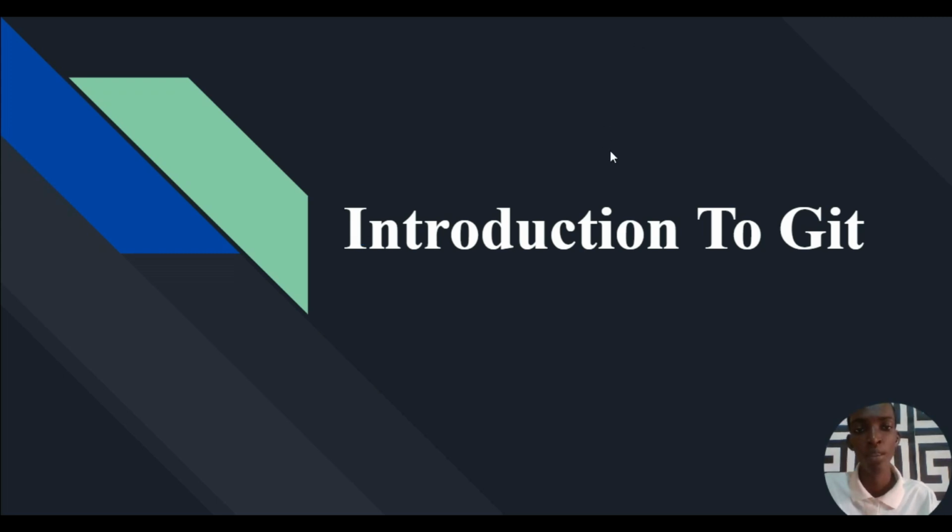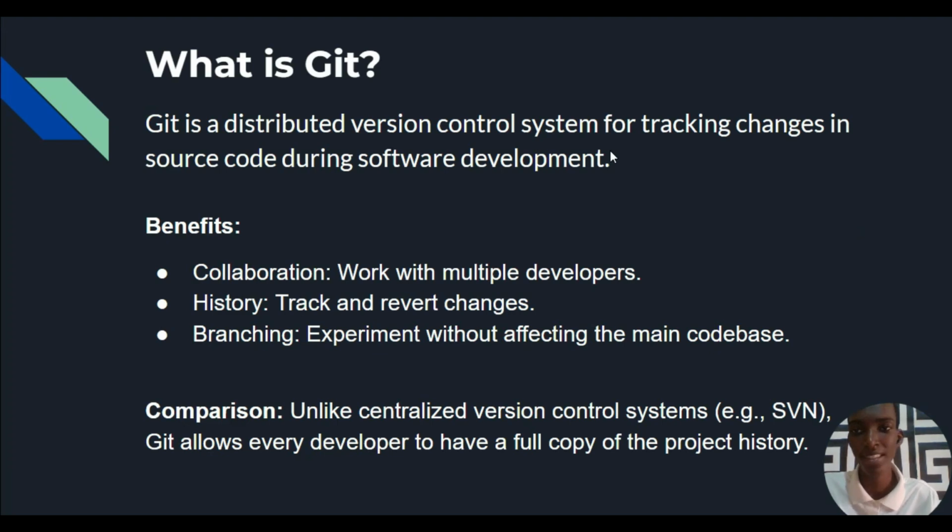So what is Git? Git is a distributed version control system for tracking changes in source code during software development. Now look at it this way. Git is designed to handle everything from small projects to very large projects with speed and efficiency. It allows you to keep track of your code changes. Then it even allows you to collaborate with other developers. Those are the benefits of using Git.